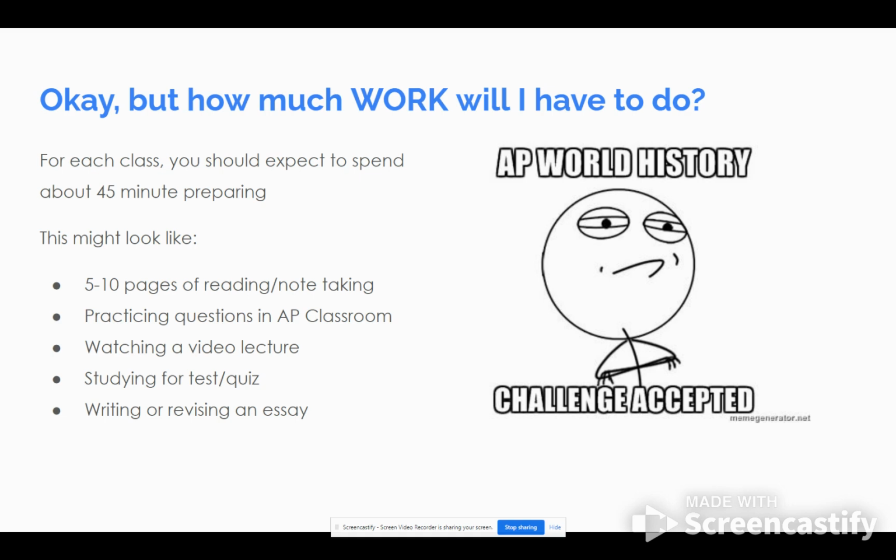As we get closer to the AP exam, you may want to spend more than that. This might look like an hour or more some nights, just as we're getting ready for the AP exam. If you have a lot of outside activities, I know that students play sports, have other things going on, but this is something that you need to maybe take into consideration.